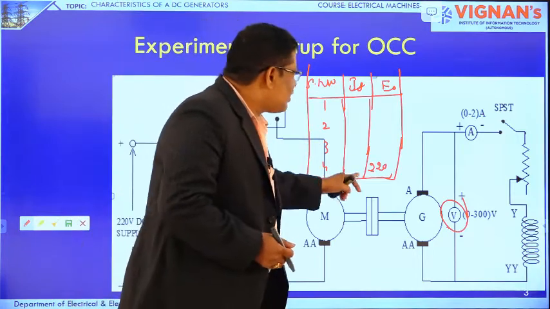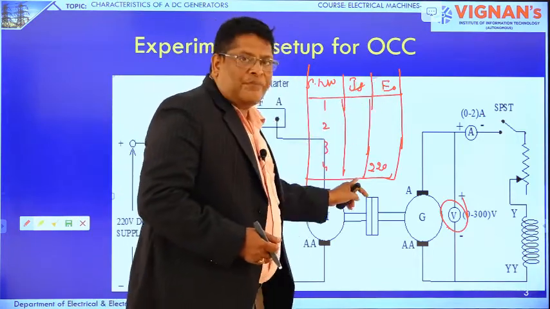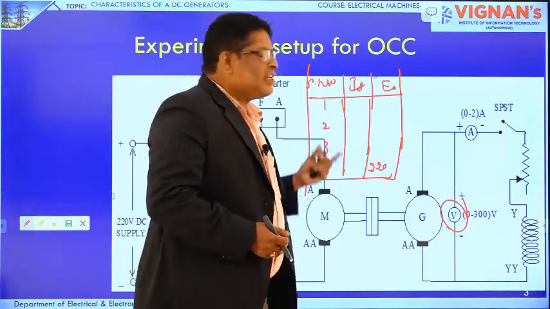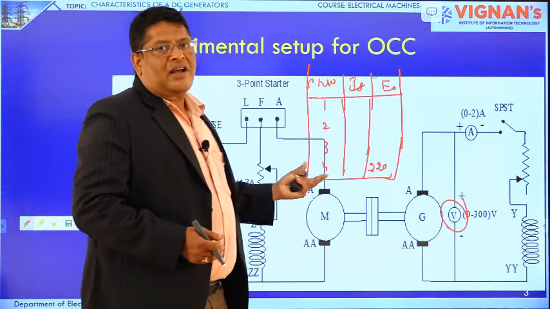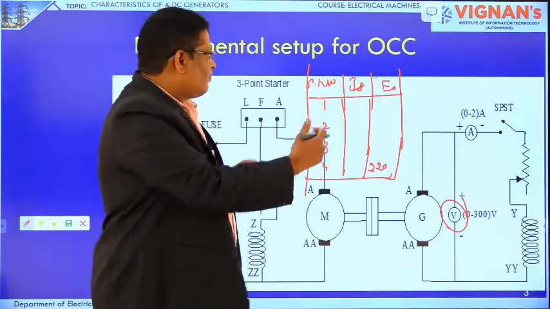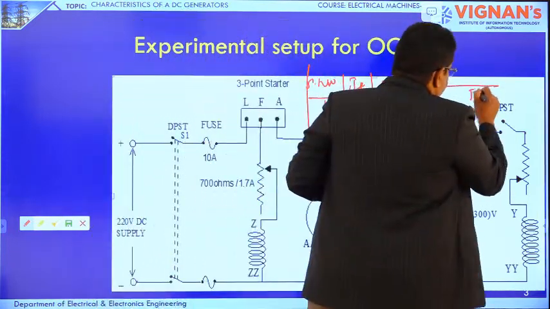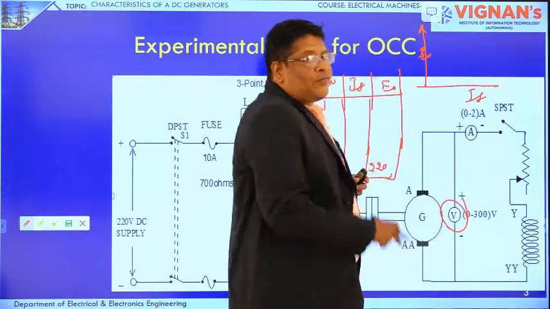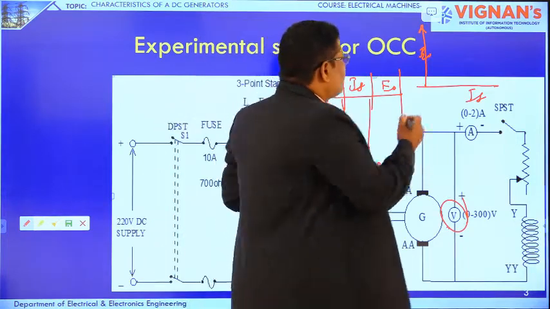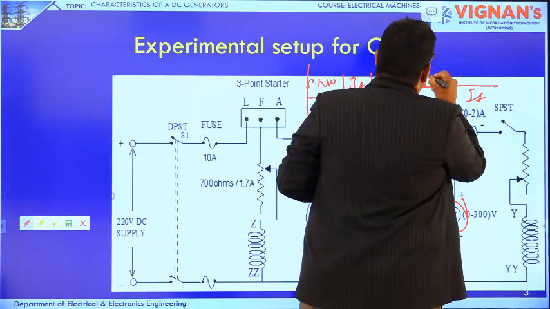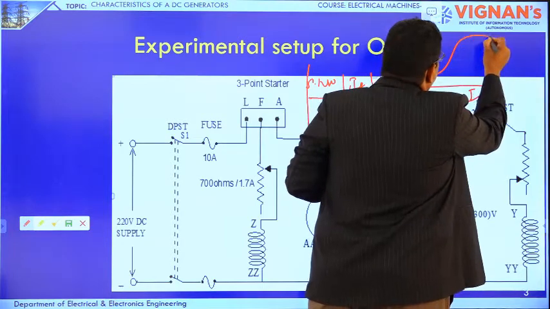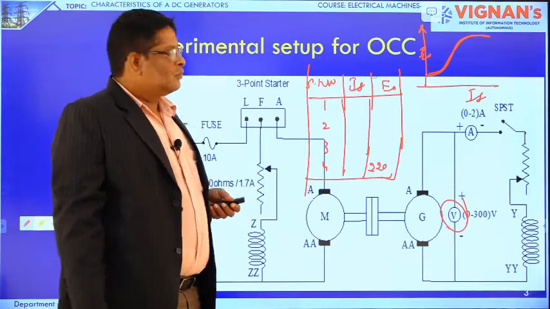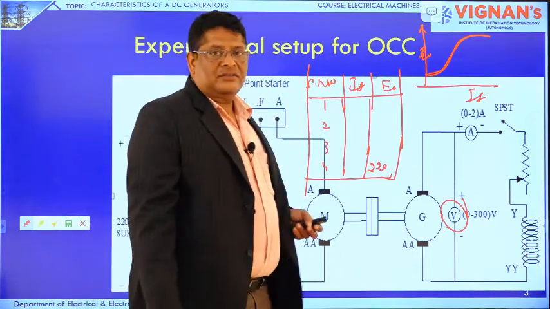We have taken the field current in one column and the voltage in another column. Now we are going to use this data. We take the field current on the x-axis and the voltage, E naught, on the y-axis, and we plot a graph. The graph plot is in this manner.